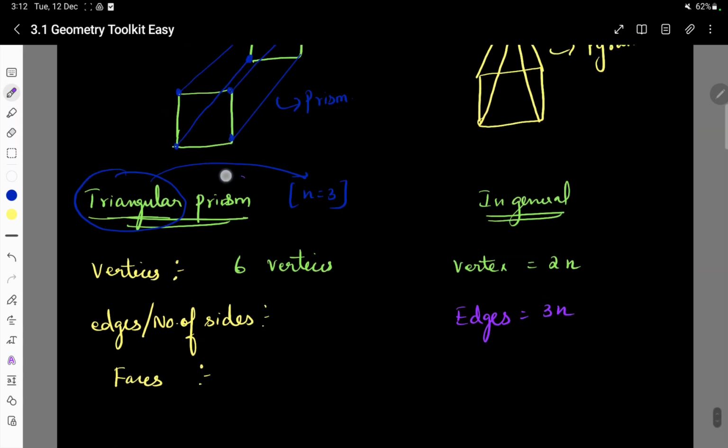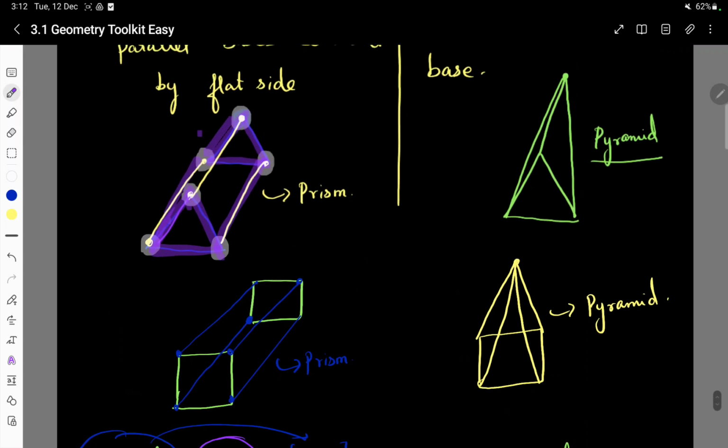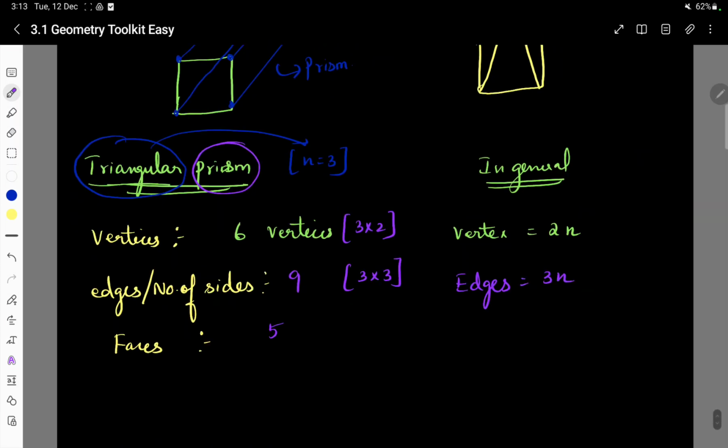This is for the prism. So the number of edges is what? 3 into 3, it is 9. Here it is 9. So how is it coming? Here 3 into 2, here it is 3 into 3. And the number of faces will be 5. Faces is nothing but this part, this triangle, first face. And here you have one triangle, one rectangle, second face, third, fourth. And this one, the bottom part, which is 5. So 5 faces we have.